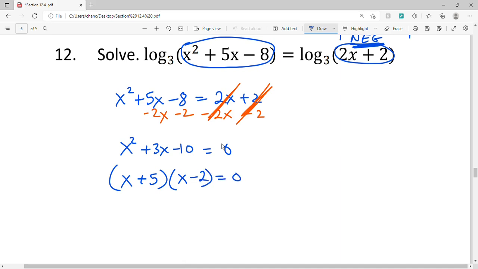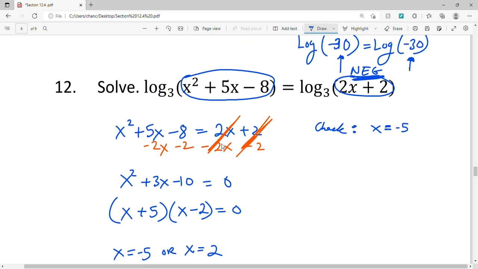So we have two possible solutions. X could be equal to negative 5 or x could be equal to positive 2. We have to check our work. Now don't just throw out the negative 5. You have to check both of them. And negative 5 could work. Sometimes it does, sometimes it doesn't. Don't throw it out just because it's negative.